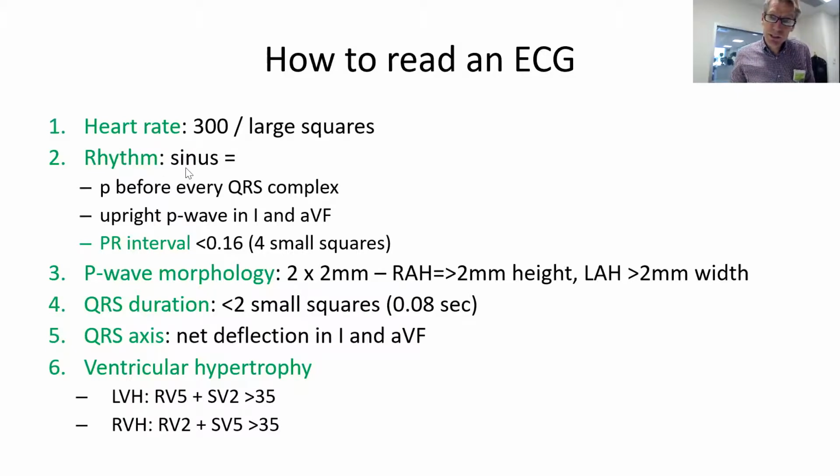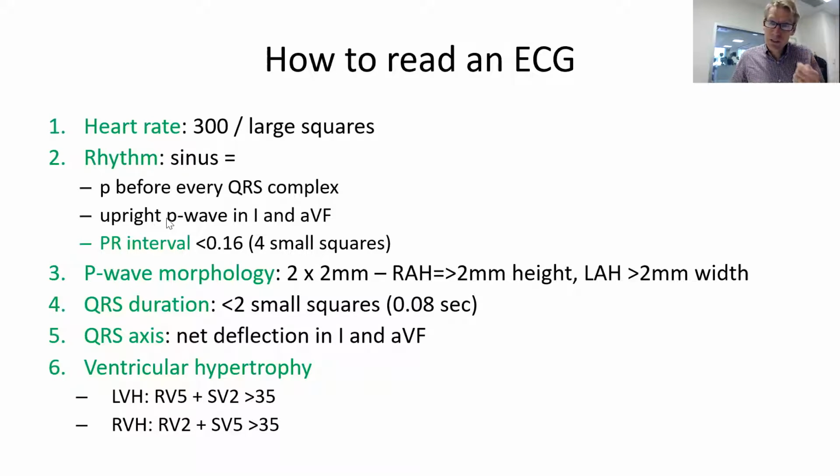Just know that it is only sinus rhythm if there's a P wave before every QRS complex, and if there's an upright P wave in lead 1 and AVF. Right, the reason for that is that the P wave also has an axis, and the axis of the P wave should be between 0 and 90 degrees, right? And when you've got the axis between 0 and 90 degrees, then the P wave will be upright in lead 1 and AVF.